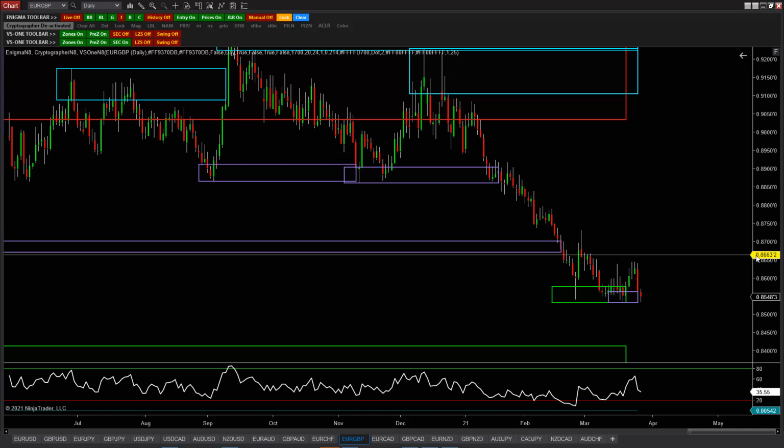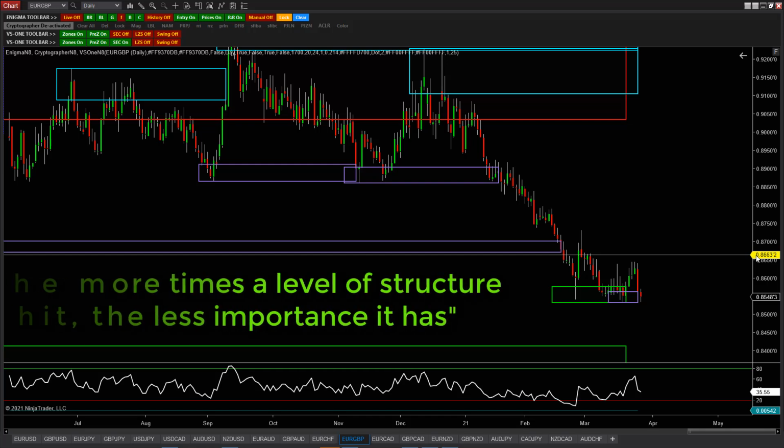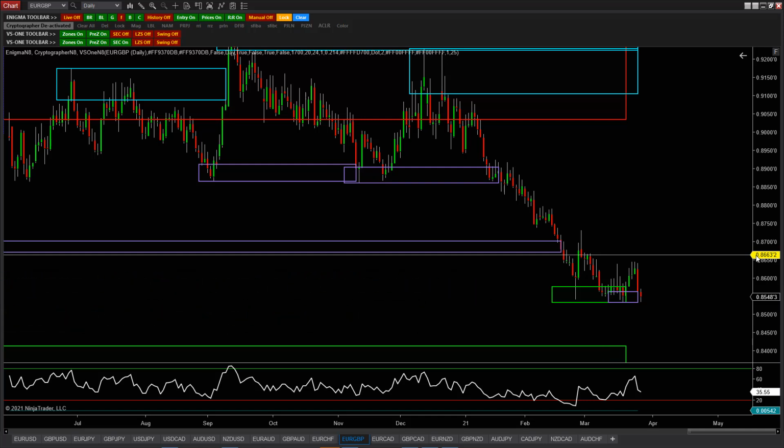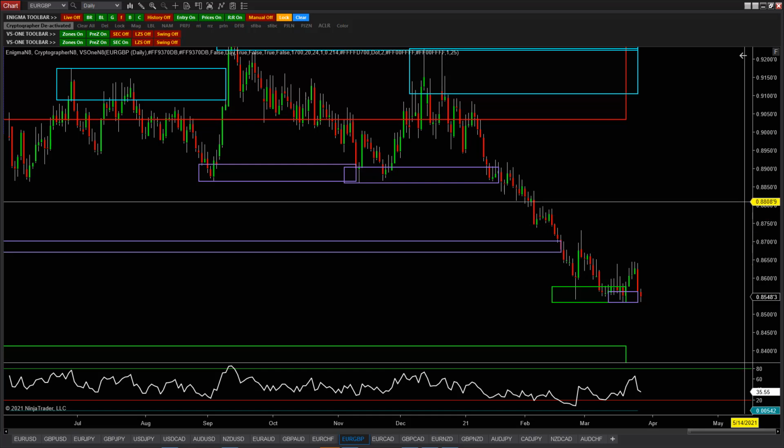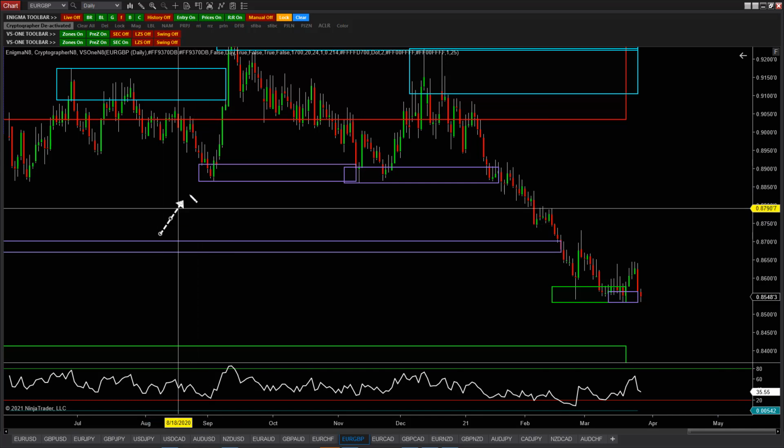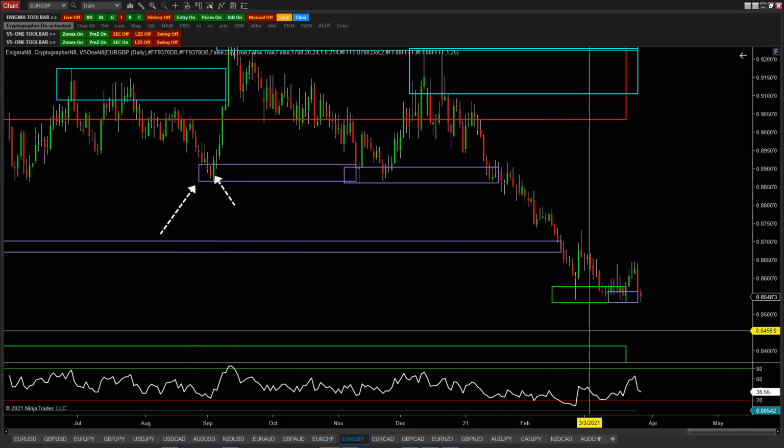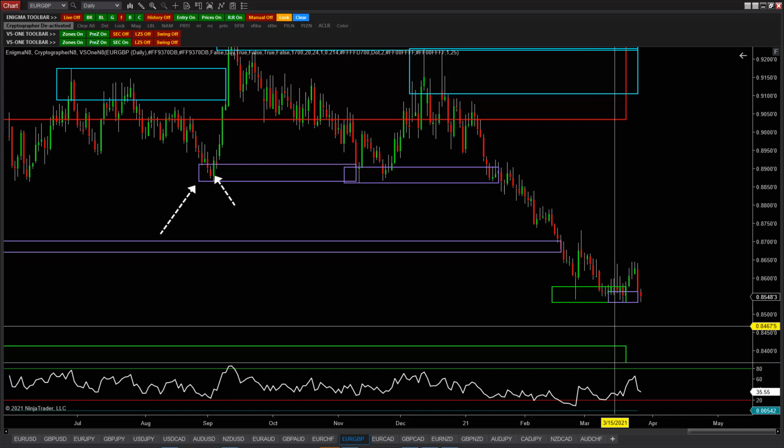And something that I now say to our traders is that the more times a level of structure is hit, the less important I believe that level to be. Now, it depends on how it's hit. That's a big thing as well. But typically in the market, it's like real estate, right? Good moves don't last. If it's a very important level, you're going to see V reversals like we do right here, for example.